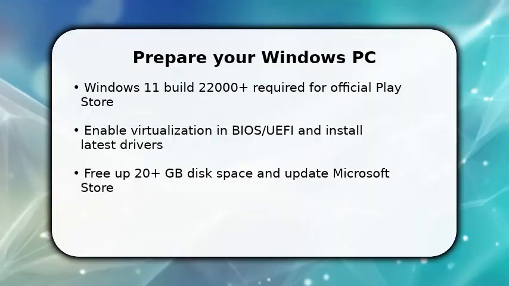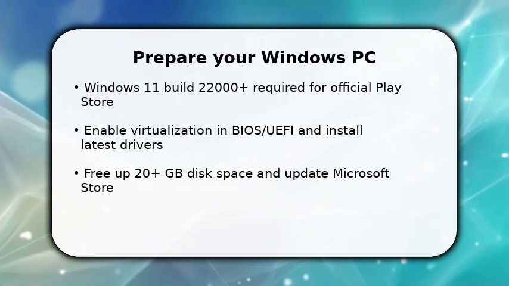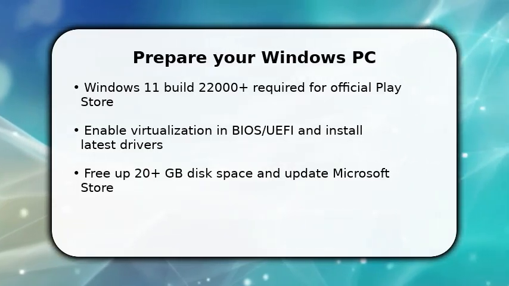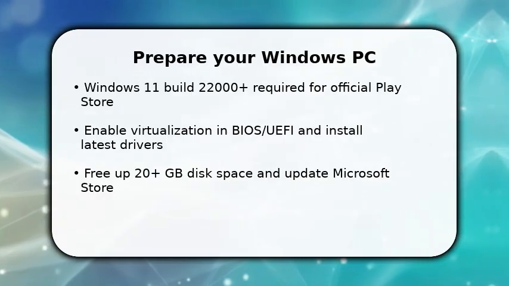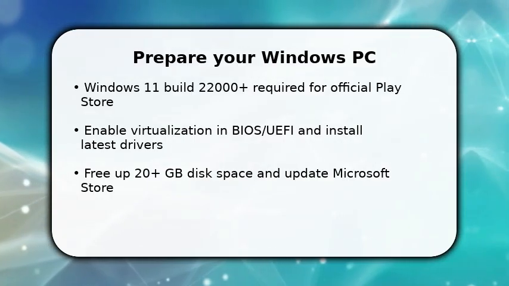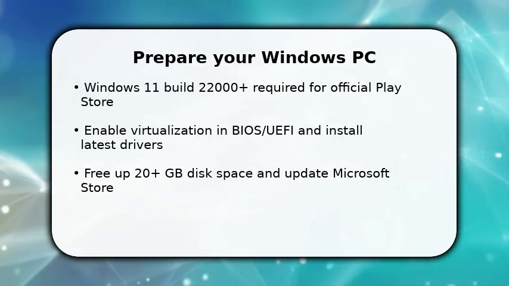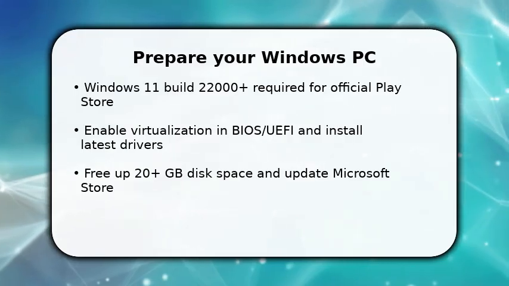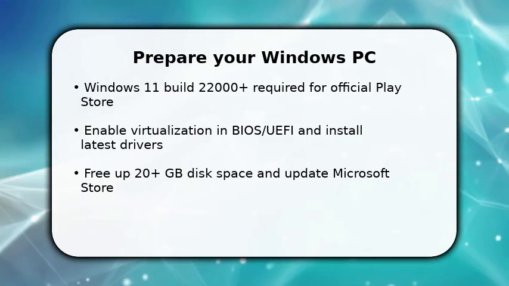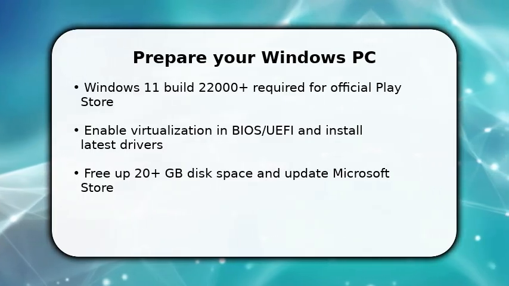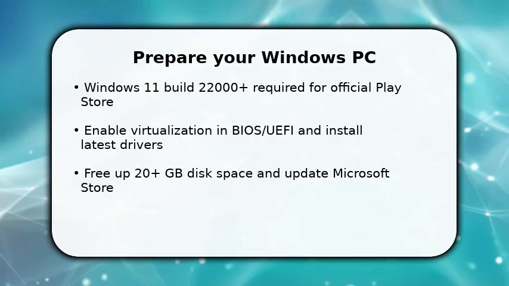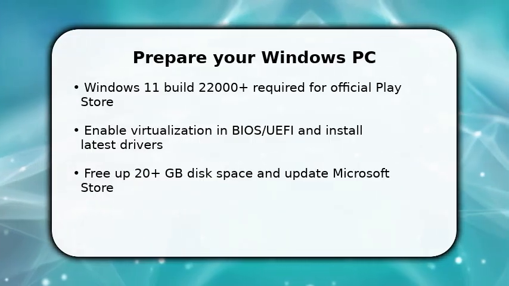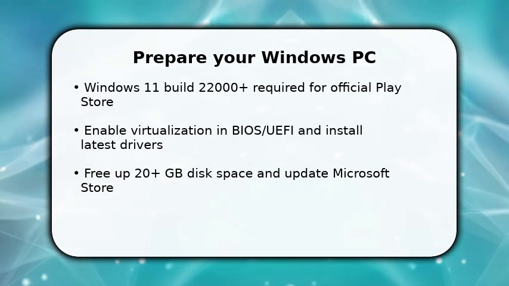Please enjoy the video. You start by confirming Windows 11 and build requirements, because the official Google Play integration needs specific system support. Once done, reboot into BIOS and enable virtualization so the Android subsystem can run. This matters for performance and compatibility. Make sure drivers are current and clear at least 20 gigabytes so the subsystem and apps install cleanly. Finally, open Microsoft Store and install any pending updates. You need the latest components to proceed with the Android environment setup.